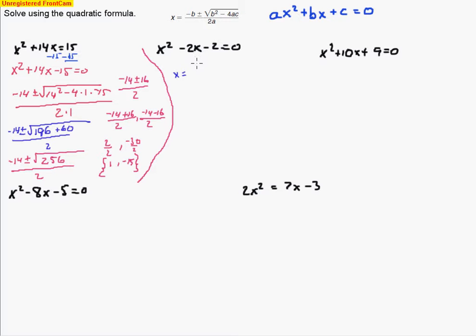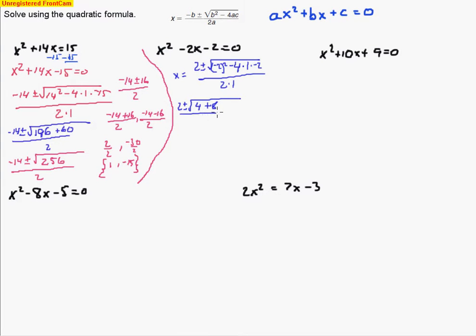So here we go. x equals the opposite of b, so positive 2, plus or minus the square root of negative 2 squared, and then minus 4 times a, which is 1. c is negative 2, all over 2 times 1. So we do the work there. We've got 2 plus or minus the square root. This makes 4 plus, because the two negatives make a positive, 8. This is all over 2.